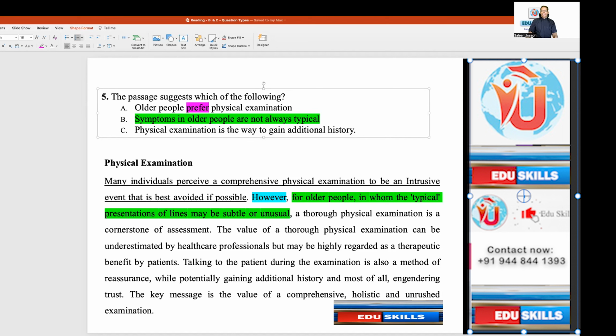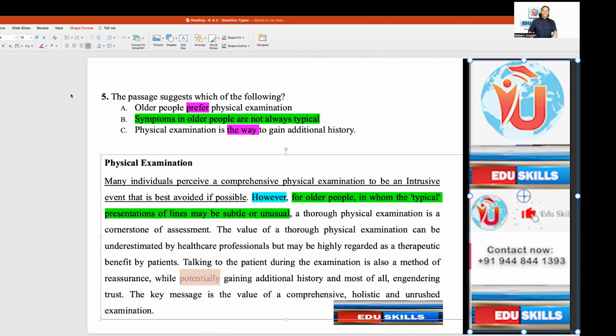Physical examination is the way to gain additional history. What does it speak here? For older people, it's not the way; it is a general statement, meaning for all people. In the text, it says while potentially gaining. Potentially, probably, perhaps, might, may are not sure things. But here it says physical examination is the way, which means definitely. So it is certain and definite in the third option, but in the text it is a possibility, not sure.